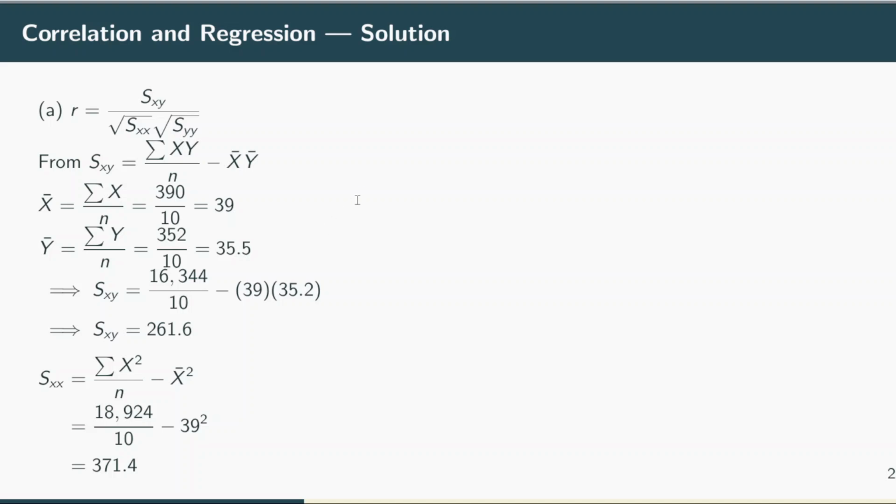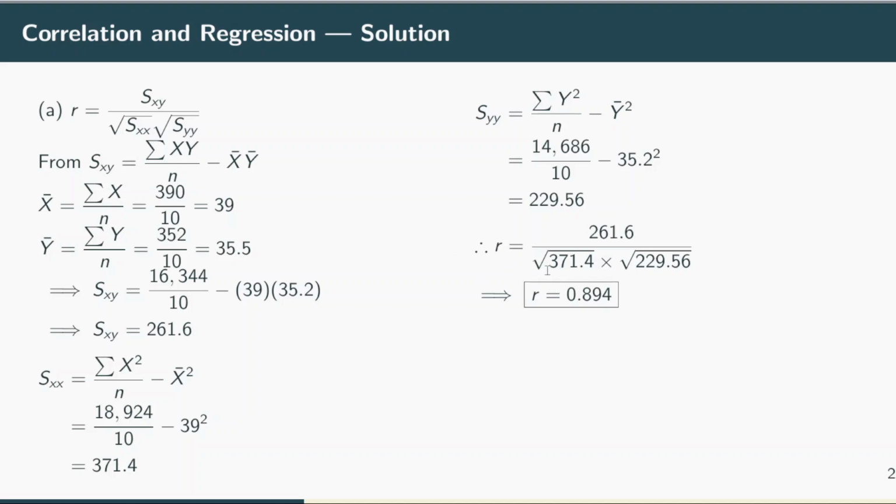Now let's move on and evaluate the variance of the chemistry marks by applying the same formula and plugging in the values. We are going to be having 229.56. So all what is left to do is to take these values and plug them into the formula for the product moment correlation coefficient. And if we plug in those values and we evaluate with our calculators, we are going to have R to be 0.894 to 3 decimal places.